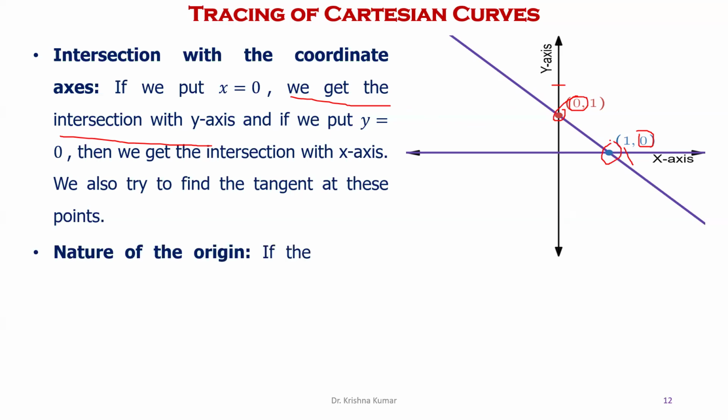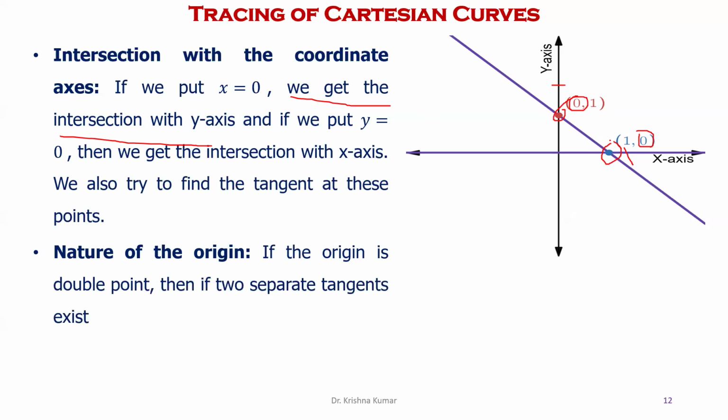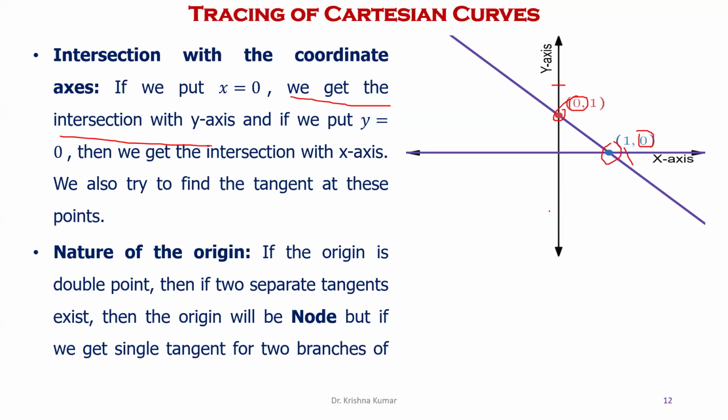Nature of the origin. If the origin is a double point, and two separate tangents exist, then the origin will be a node. But if we get a single tangent for two branches of the curve, then the origin will be a cusp.